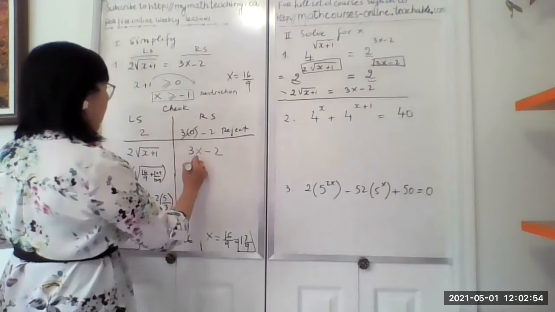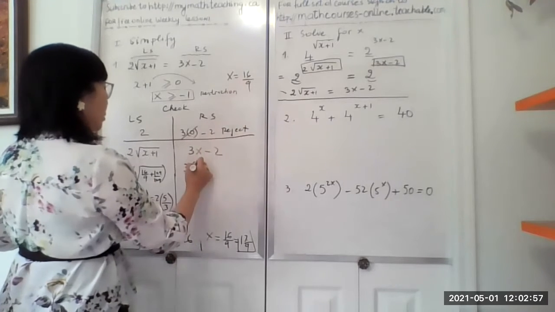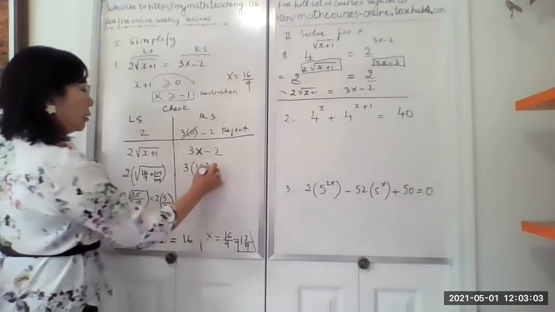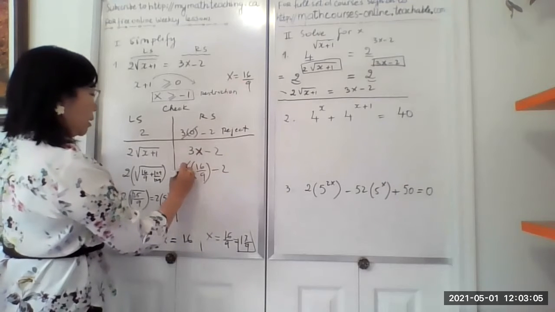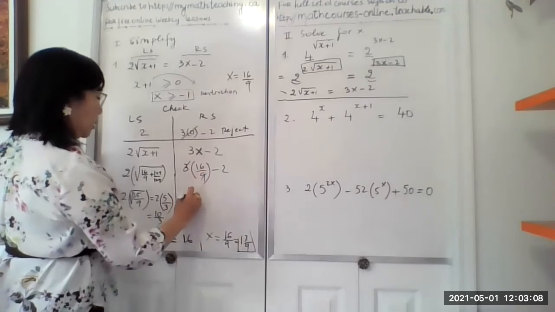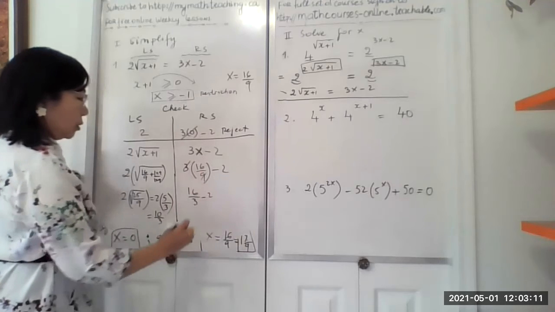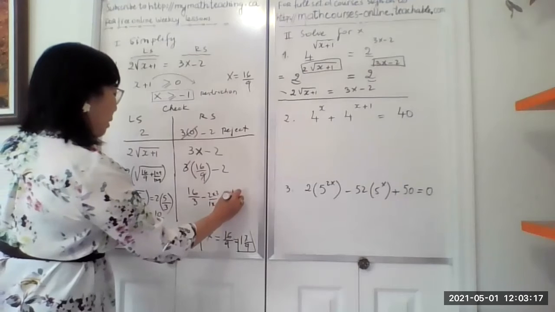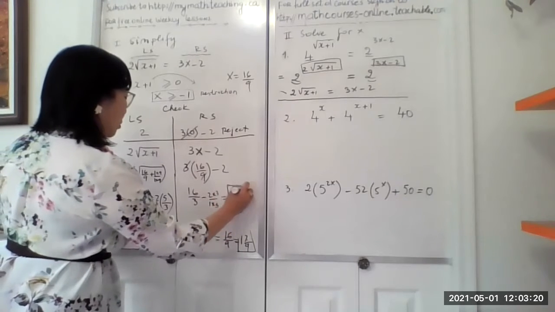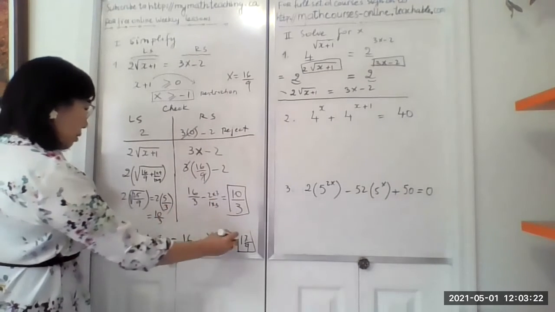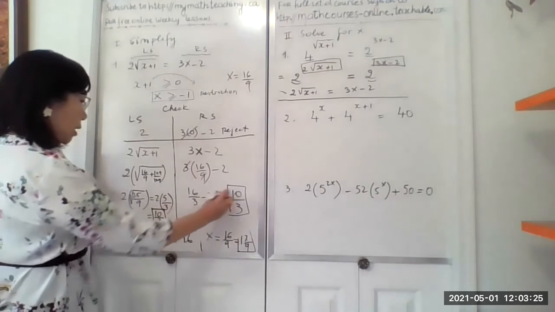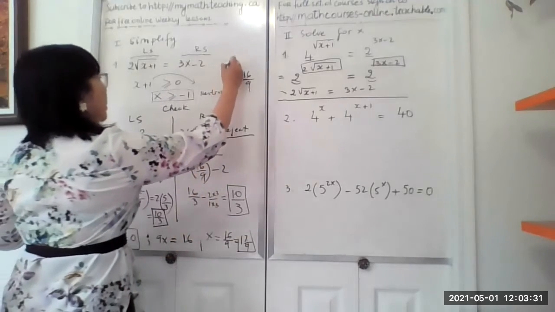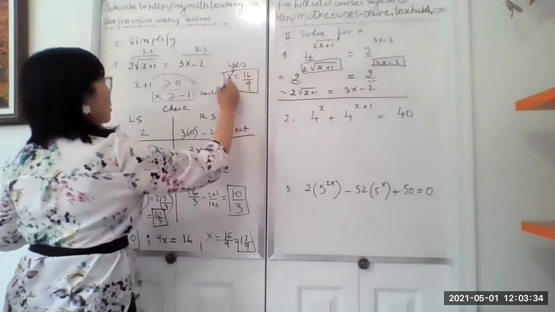Now let's check the right side. You see 3 times 16 over 9 for x, minus 2. I'm going to cancel 3 with the 9 here. I get 16 over 3 minus 2. With a common denominator times 3, that will be equal to 10 over 3. So the second root works. Left side equals 10 over 3 and right side equals 10 over 3. So yes, this answer is correct.